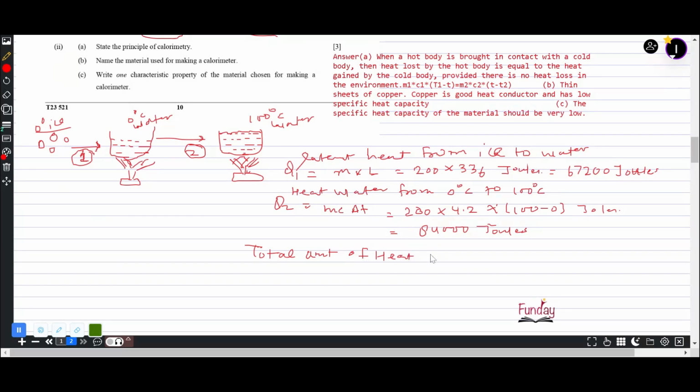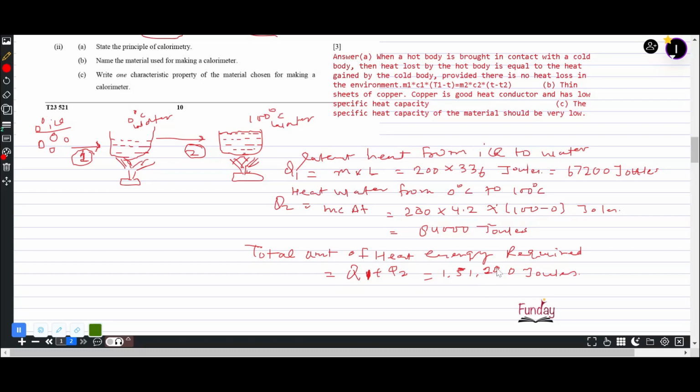I hope I made sense to you. Still if you have some questions, you can ask. Okay. It is summation of Q1 plus Q2. This was Q1. That is 67,000 plus 200 plus 84,000. That makes it 1,51,200 joules, or 151,200 joules if you don't follow that lakh system of counting. Okay, so that is what it comes to.